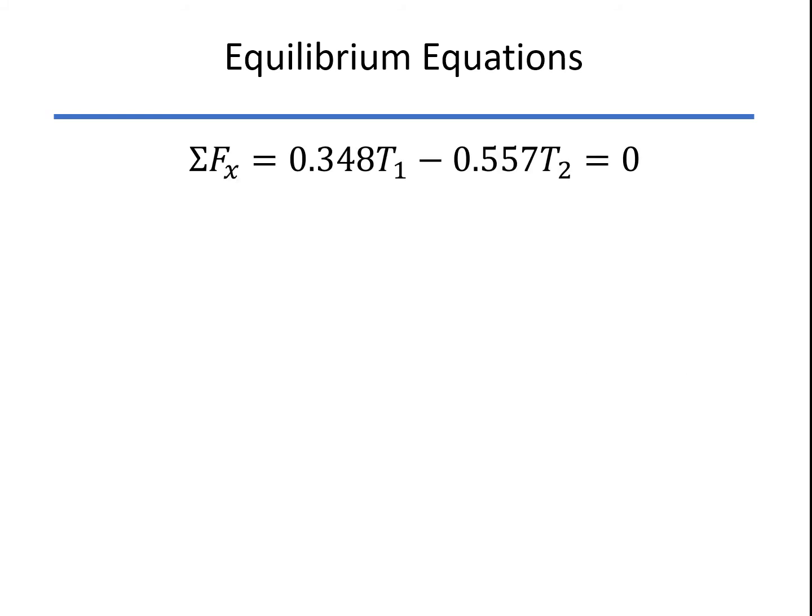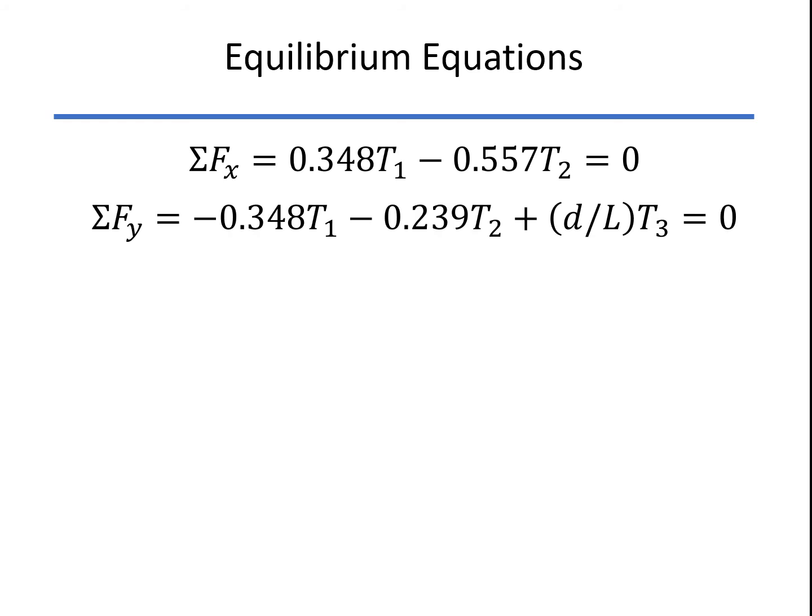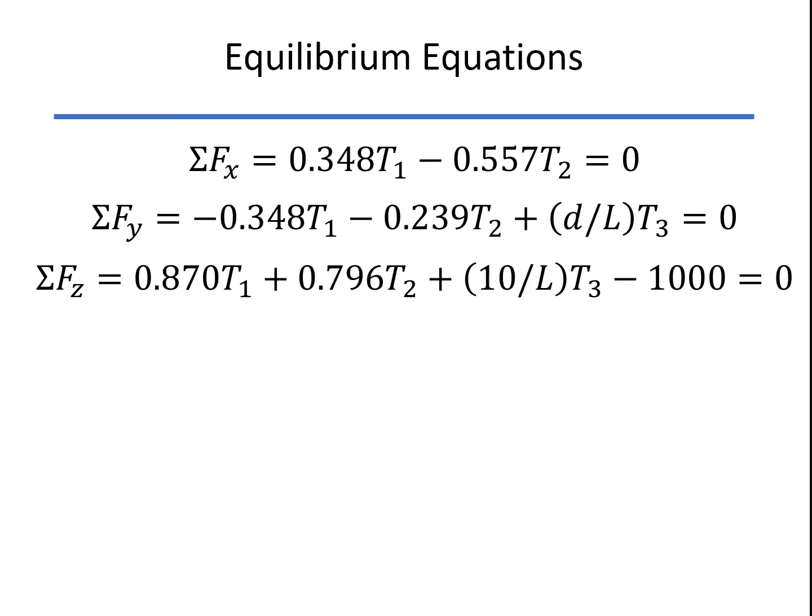So our first equation, when we solve in the X direction, we take the components in the X and make them equal to 0. Of course, there is no X component for T3. In the Y direction, we have components in all 3 cables. They have to add up to 0. And in the Z direction, we have upward or positive components of all 3 of the cables, and we have a downward 1,000 pounds of the weight. That has to equal 0 as well. So now we can write these 3 equations in matrix form.